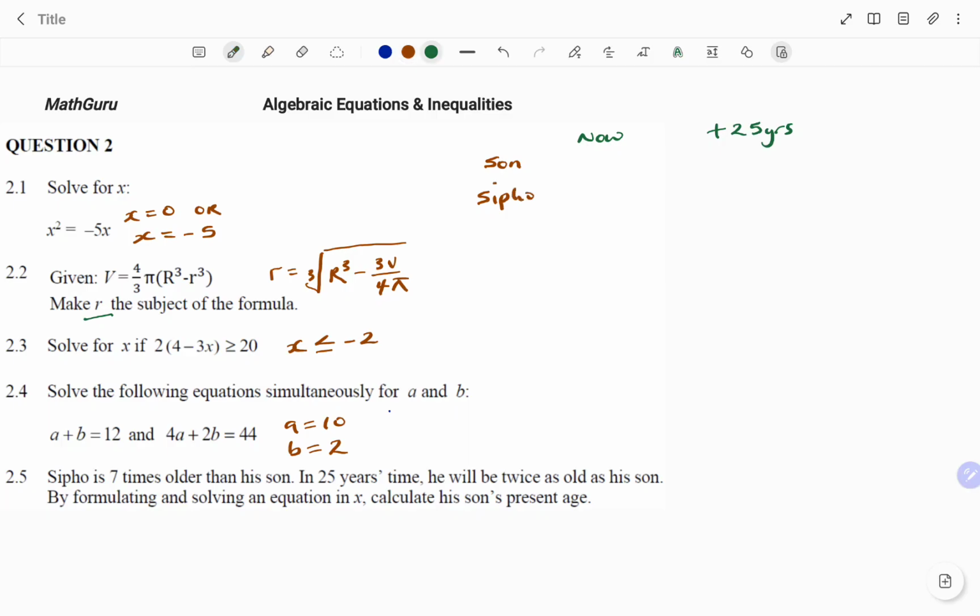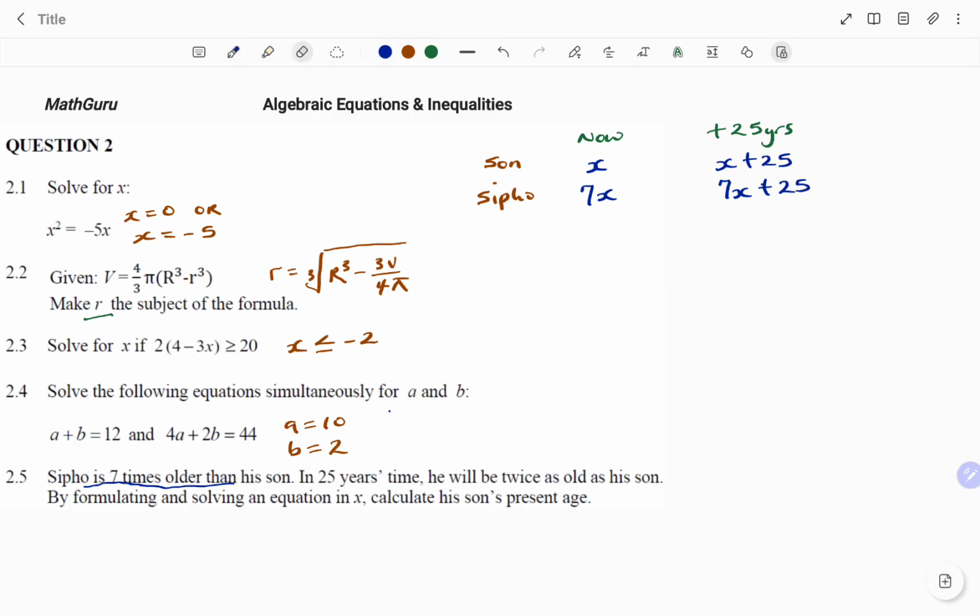So now we've been told that Sipo is 7 times as old as his son. So if the son is X years, now Sipo is 7 times older than his son. So 7 times older than his son means Sipo is 7 times X. And the next statement says in 25 years' time, he will be twice as old as his son. So let's get both ages in 25 years. So the son will be X plus 25 and Sipo will be 7X plus 25.